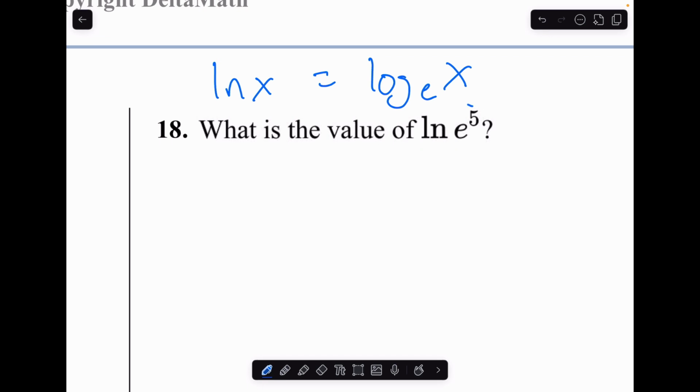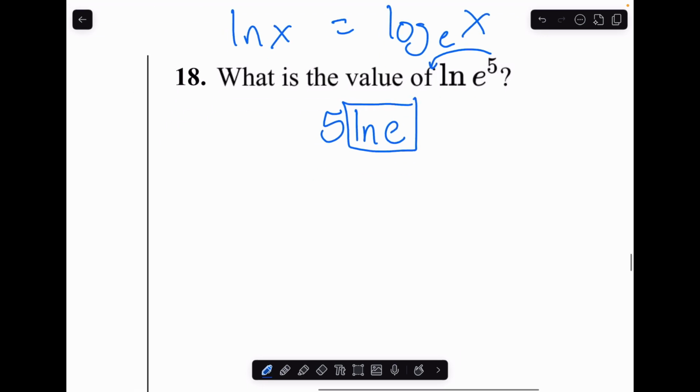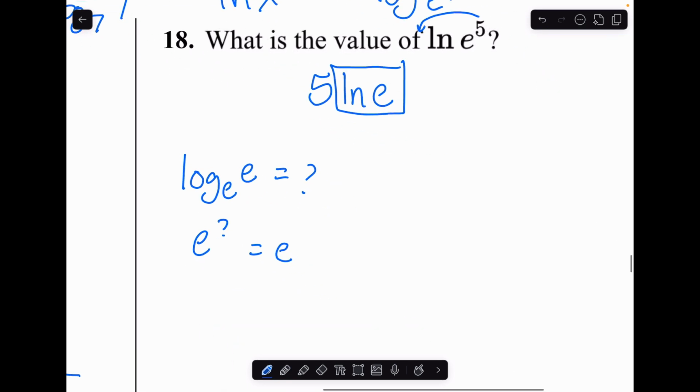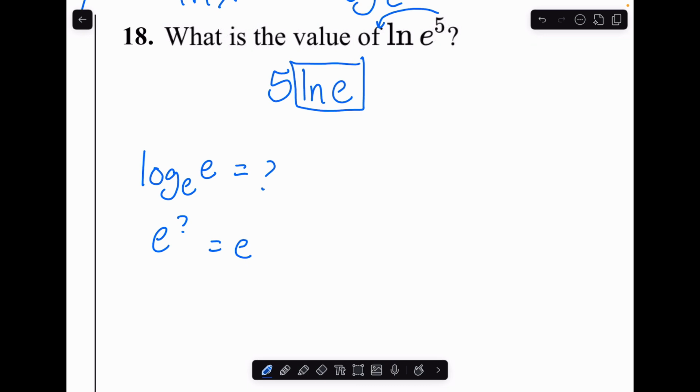So here we know we can take this 5 out in front, okay? So it's like 5 ln of e. Well, if we're trying to evaluate ln of e, that's like saying log base e of e. What is that equal to, right? Well, e to the power of what gives me e? It's 1, right? It's the same thing if I said log base 7 of 7. The answer there is 1. So ln of e is equal to 1. So we can just replace that with a 1. It's like 5 times 1 gives me 5.